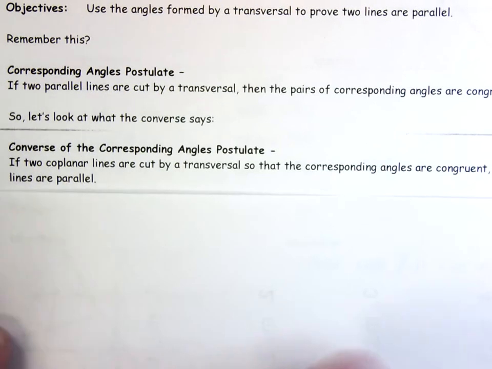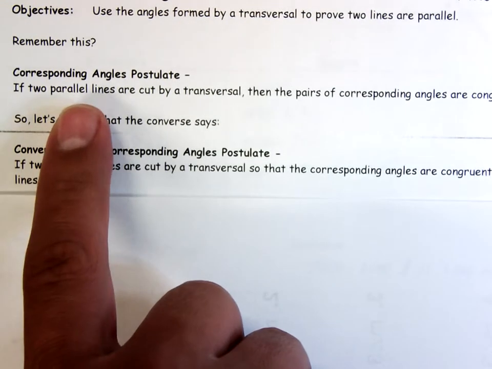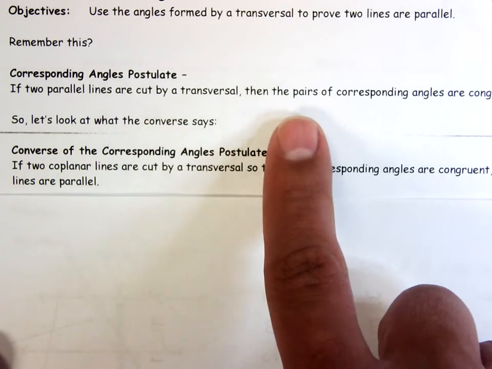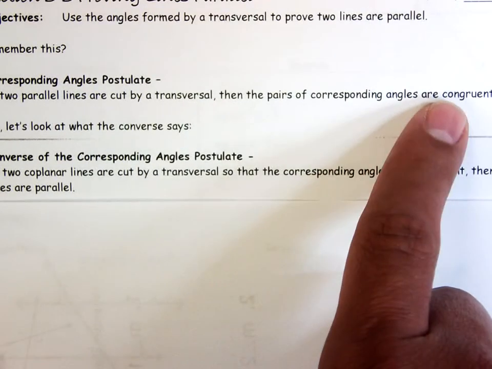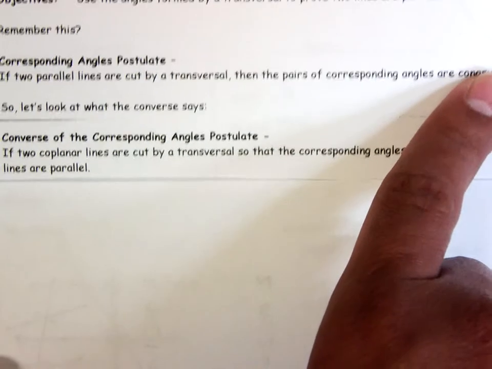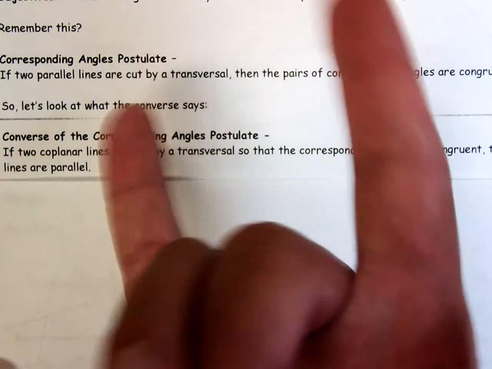Alright, so this first part is not new. The corresponding angles postulate, we've been dealing with this one. If two parallel lines are cut by a transversal, then the pairs of corresponding angles are congruent. So we've been messing with those for a while. But now let's think about what the converse would say. Remember, the converse just flips the order.